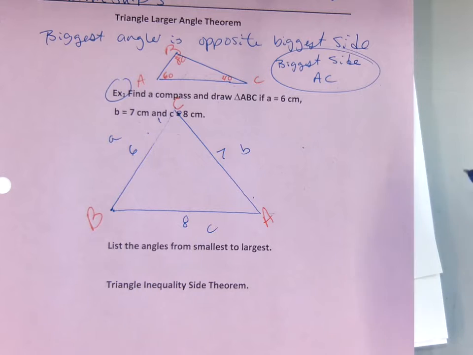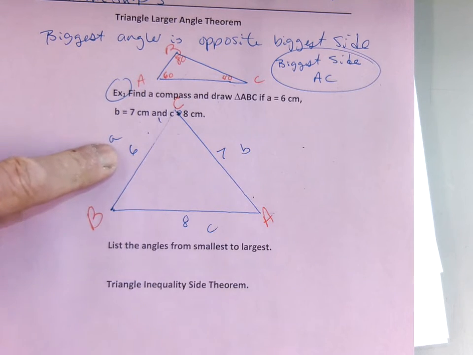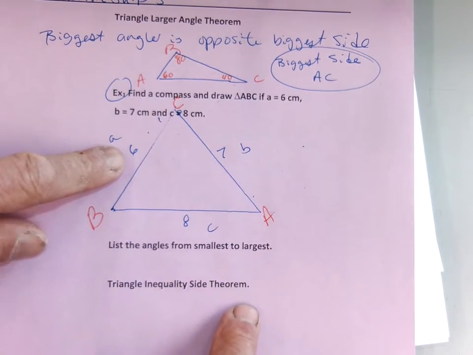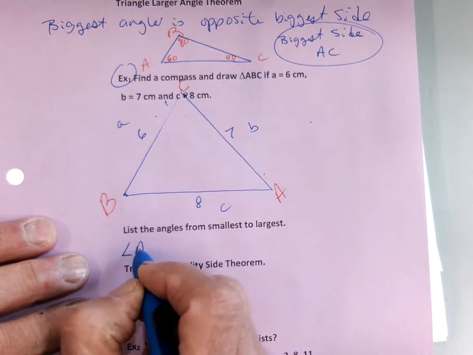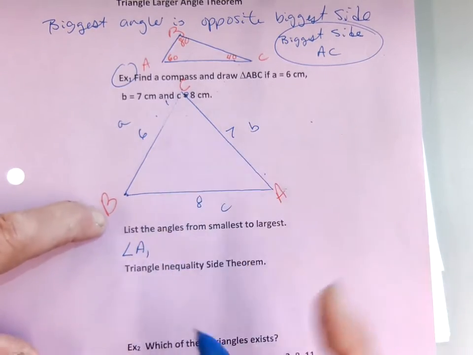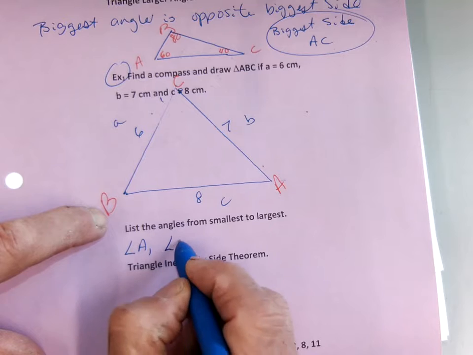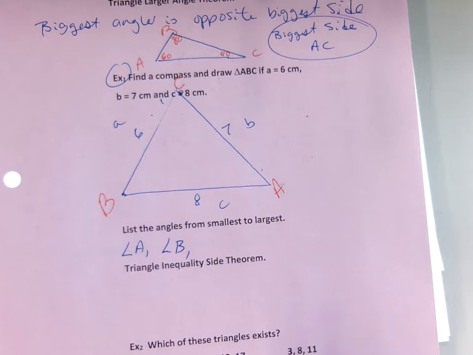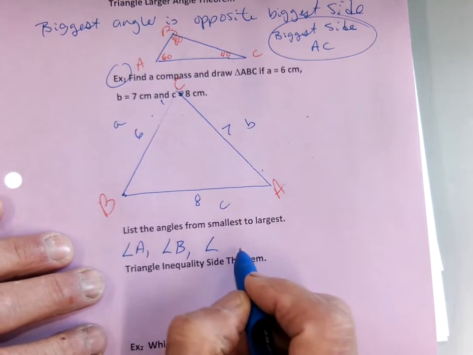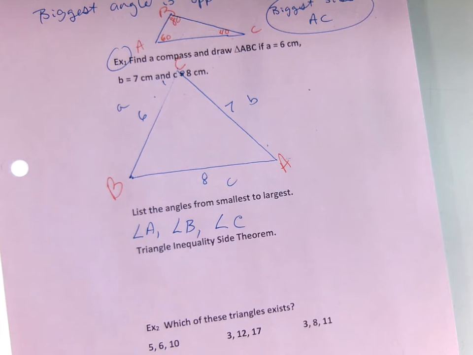So let's list the angles from smallest to biggest. Well, they almost look the same size, but I already know the smallest angle is angle A because it's opposite the smallest side. They're close, but I know for sure that is the smallest angle. Then I know angle B is the next smallest, or the middle one, because it's opposite the 7. And finally, I know that angle C is the biggest because it's opposite the 8, which is the biggest side. Okay. So far, so good?